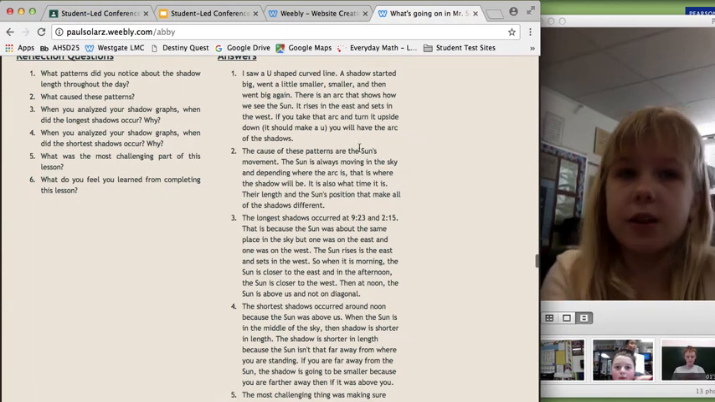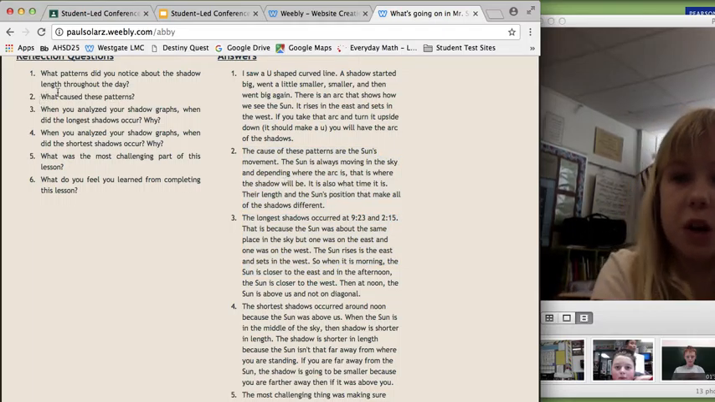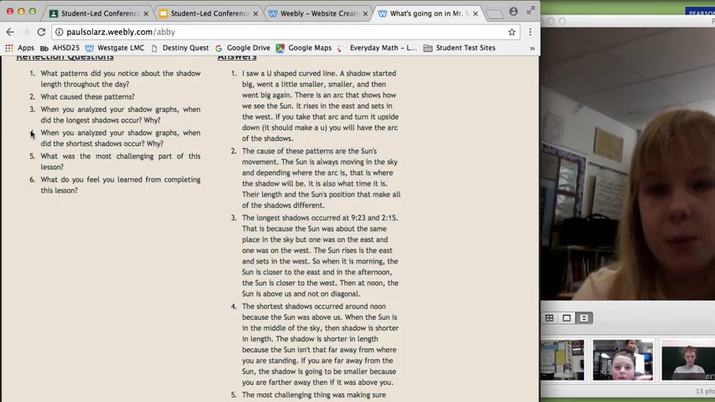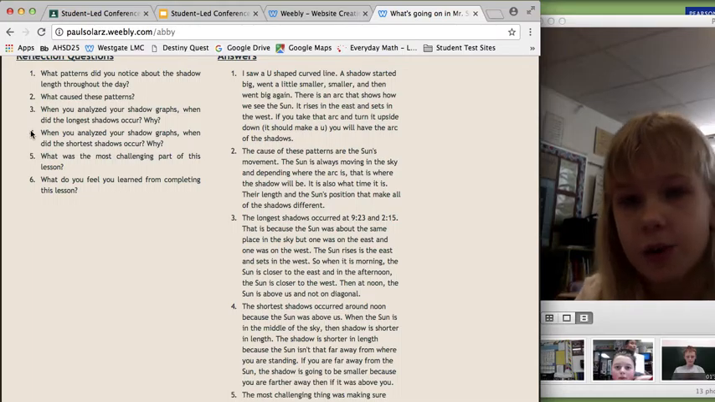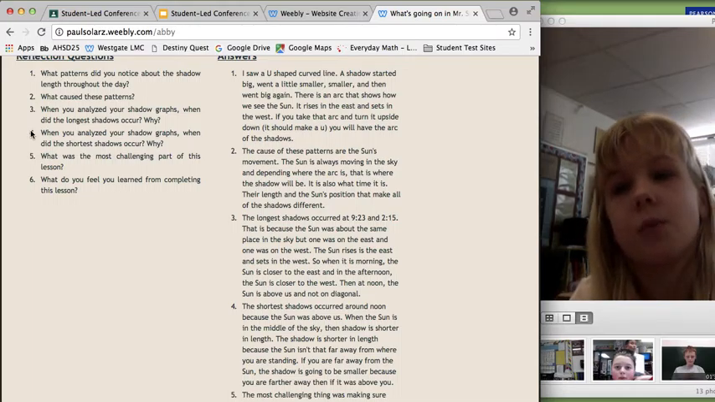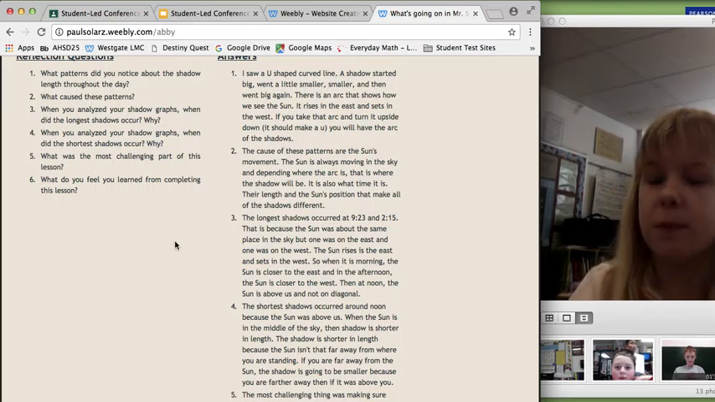And then I went through all of them. So here's some more. I just tried and answered them as best as possible. So the next one is what caused these patterns. Number 3, when you analyze your shadow graphs, when did the longer shadows occur and why? When did the shorter shadows occur? Why? What was the most challenging part of this lesson? What did you feel you learned from completing this lesson?